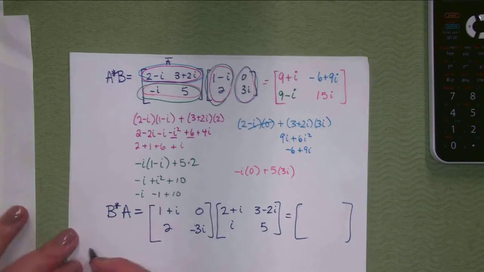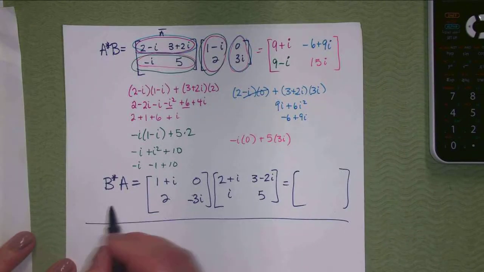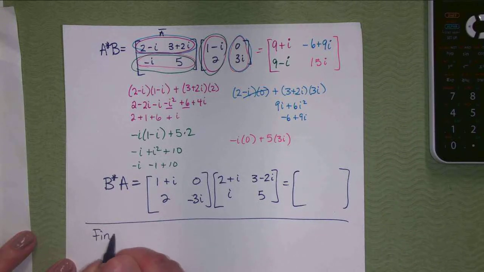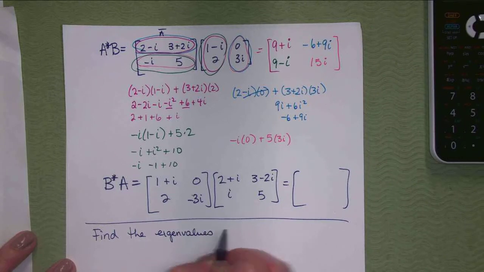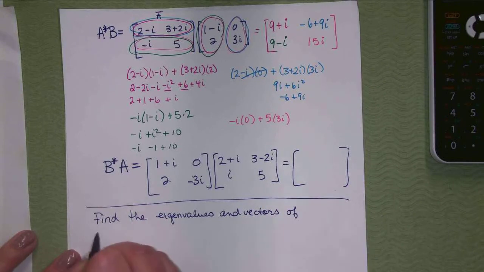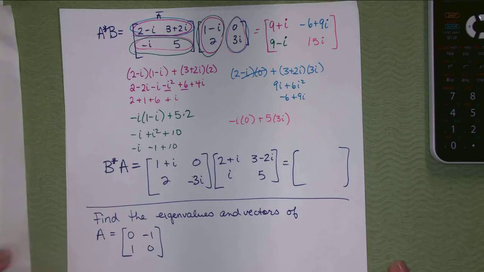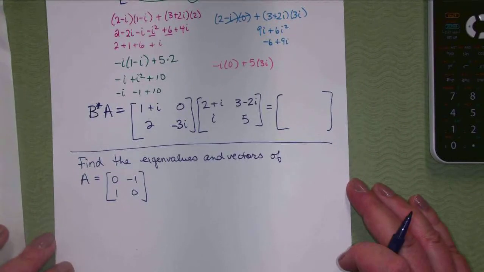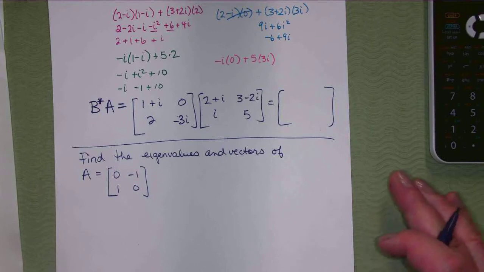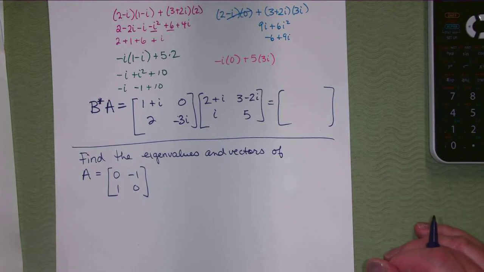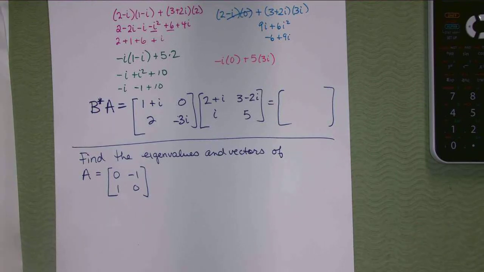Okay, and where we usually see this is eigenvalues and eigenvectors. So, for example, find the eigenvalues and vectors of A. Okay, so this doesn't start with complex numbers, although it could. So, how do we do this? So a little review of eigenvectors and values. What do we do first?